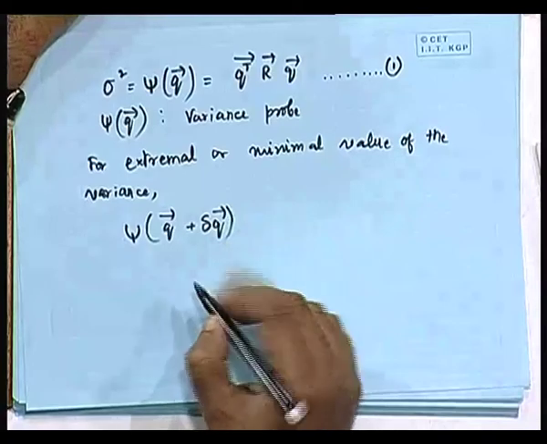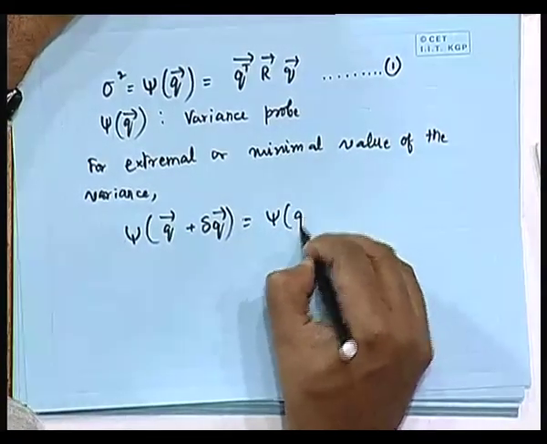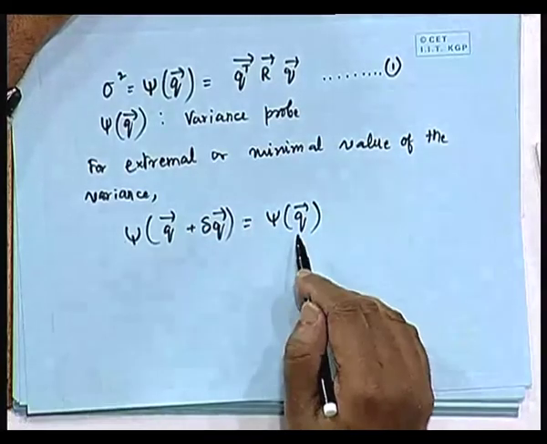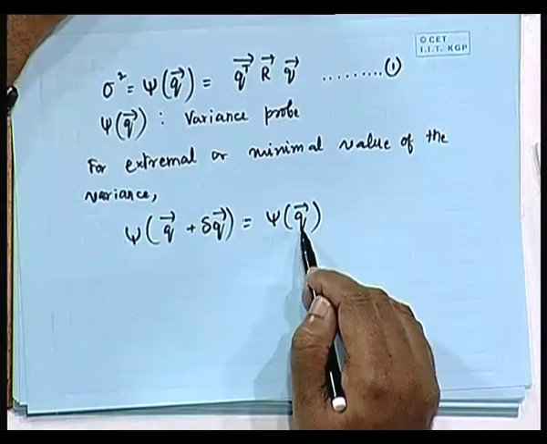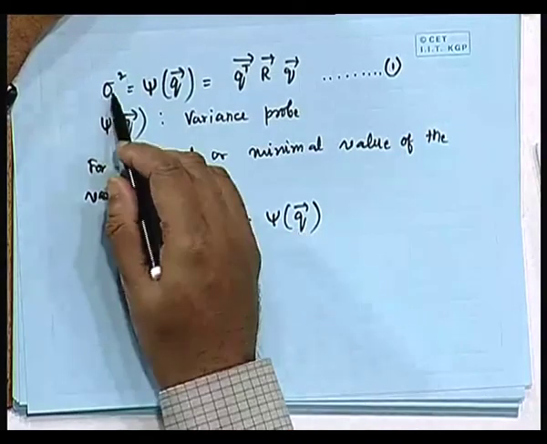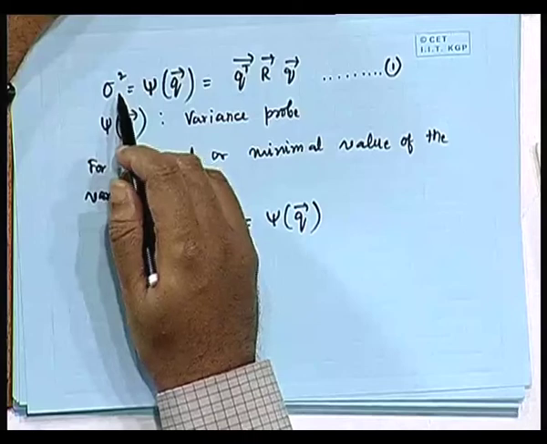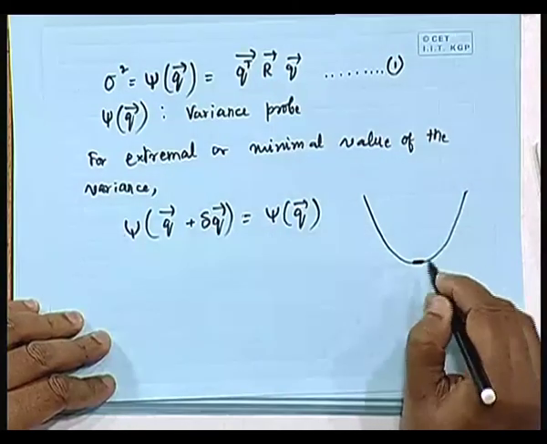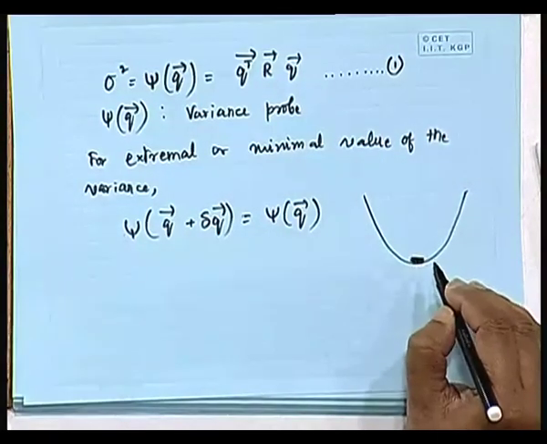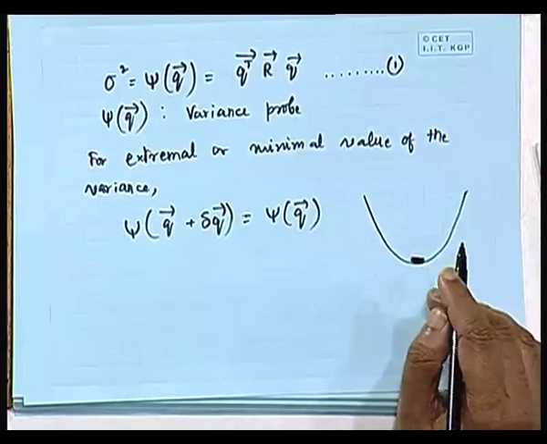What is the significance of this delta q? I will just explain it once more. This is equal to psi q, and what is the significance of this? It means that q is a vector which we have already found to be a minimum. If q reaches the minimum of the variance, then at the minimum, if we try to perturb the vector q slightly, it will not change the variance much, because it has reached the bottom. If this is the variance probe, it has reached here. So, if you try to disturb it a little from q to q plus delta q, the variance more or less remains the same. This condition will be valid for local maxima also.